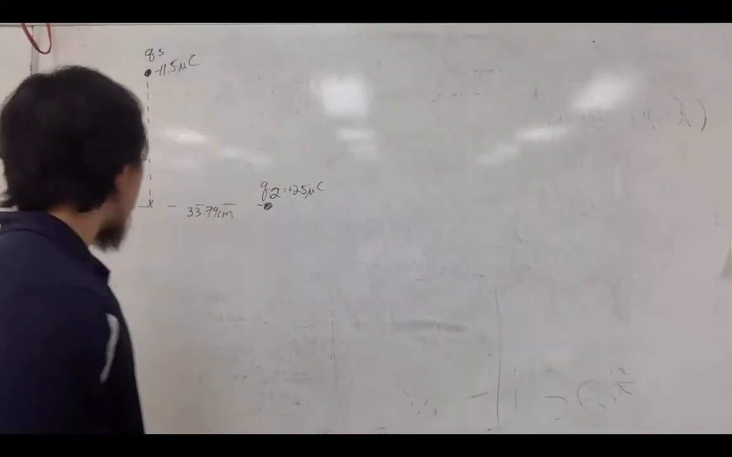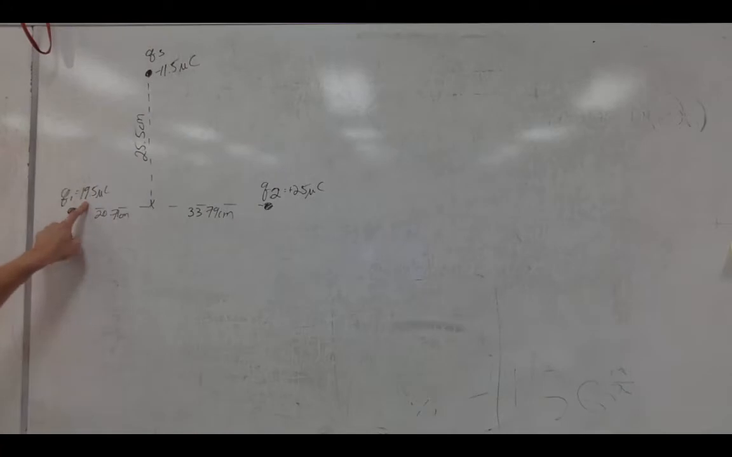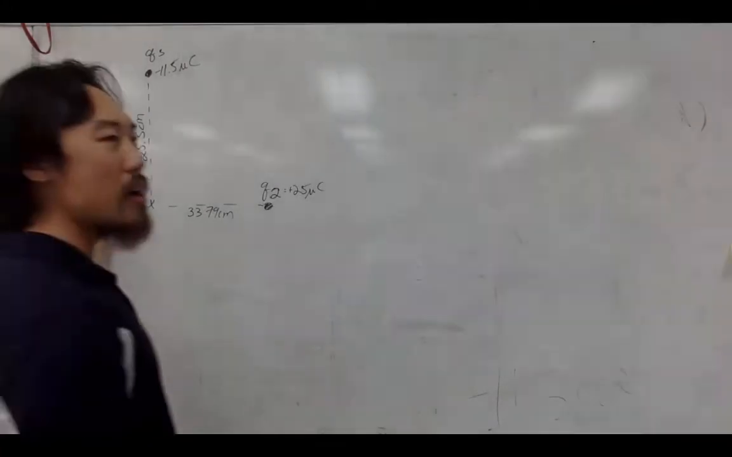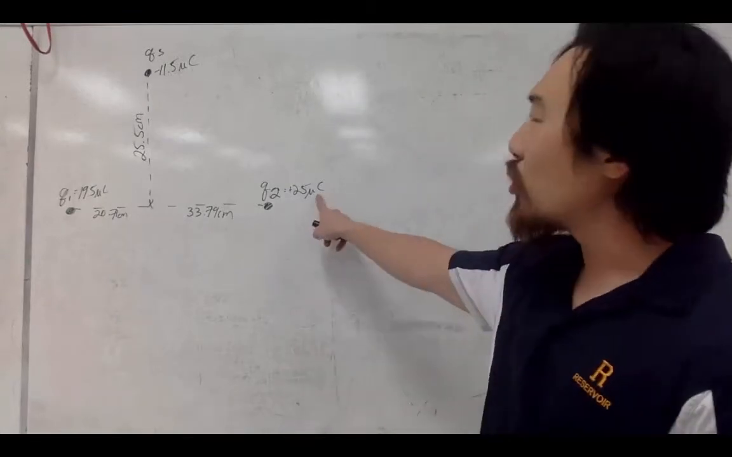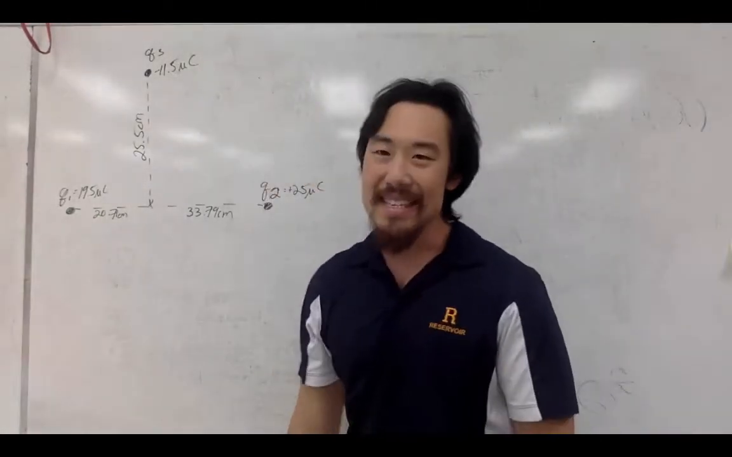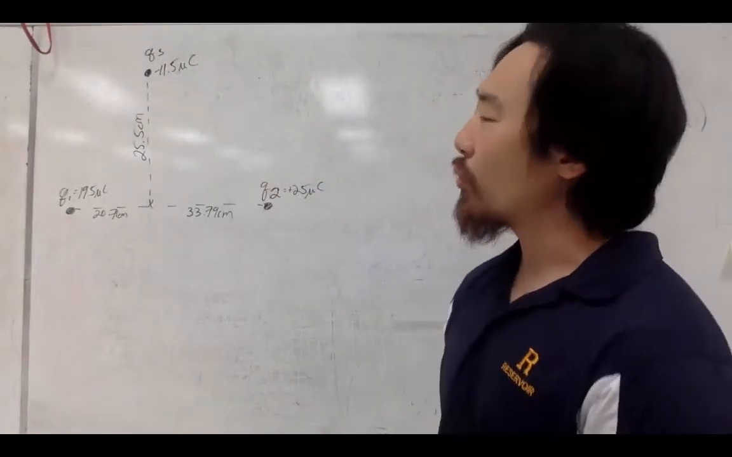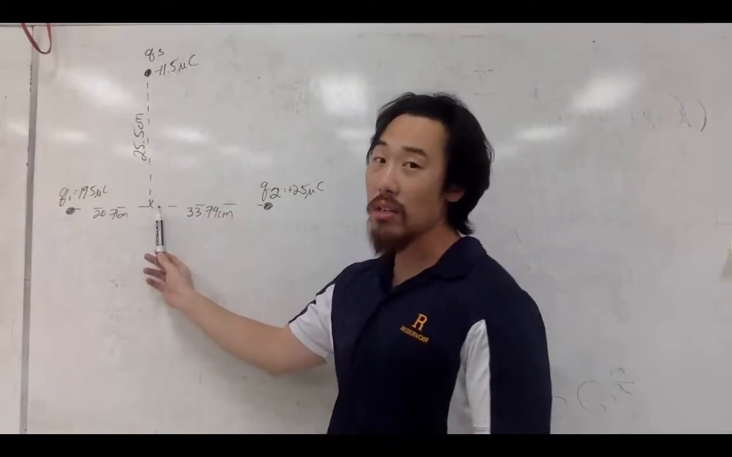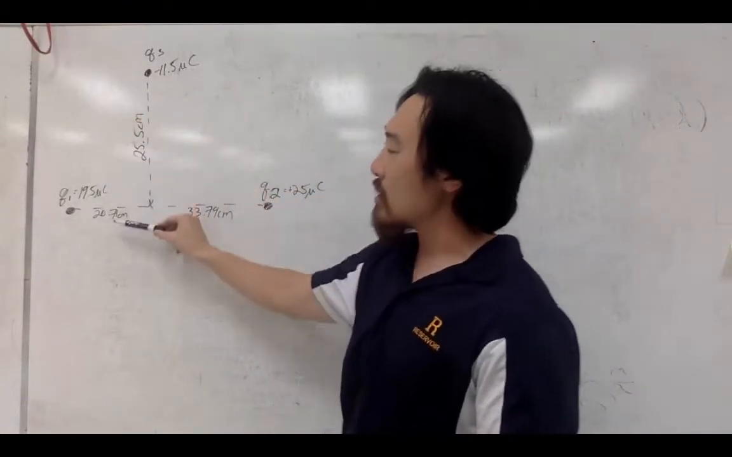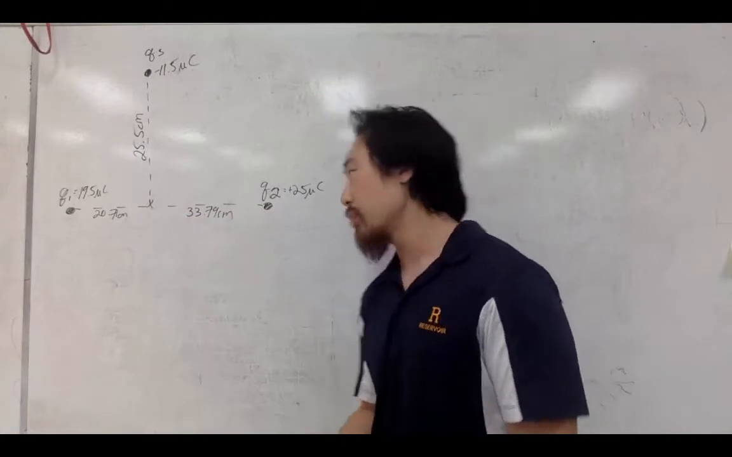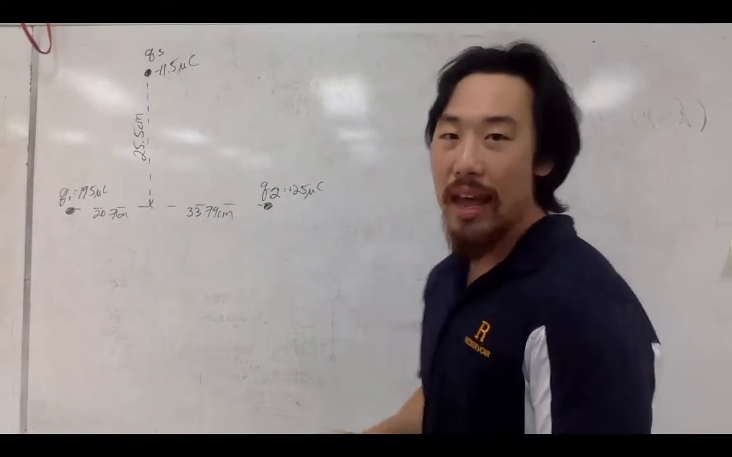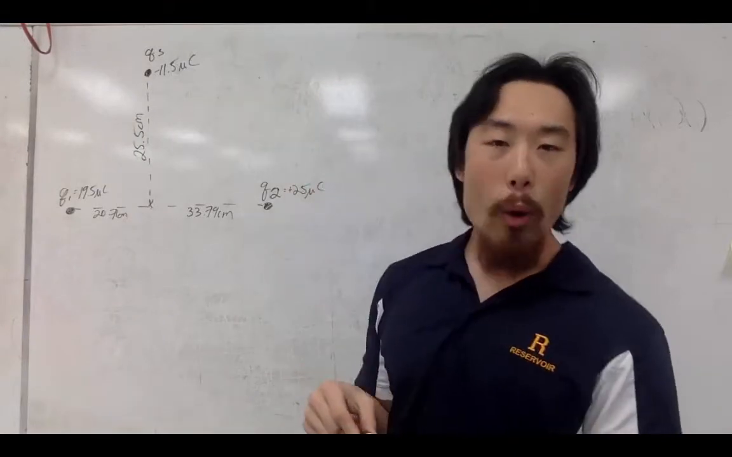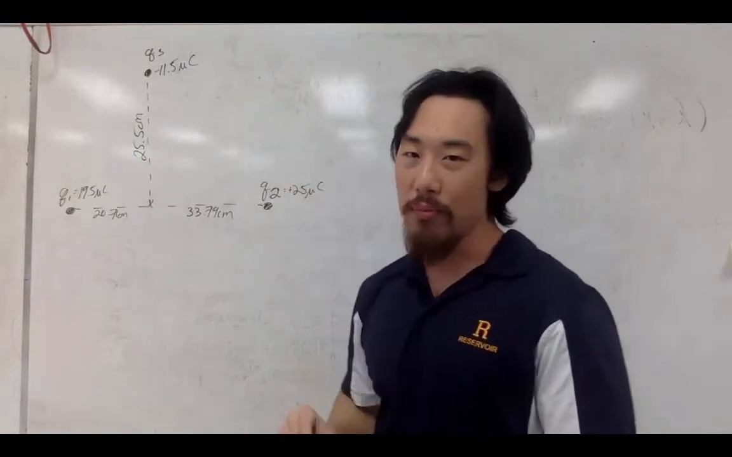We have three charges. We have charge 1 with a positive 19.5 microcoulombs. We have charge 2 at positive 25 microcoulombs. We have charge 3 at negative 11.5 microcoulombs. This X location right here is the origin. Charge 1 is 20.71 centimeters away from the origin. Charge 2 is 33.79 centimeters from the origin. And charge 3 is 25.5 centimeters from the origin.